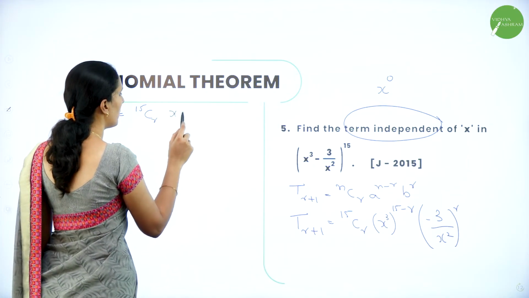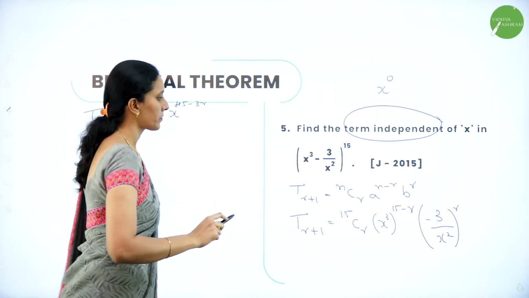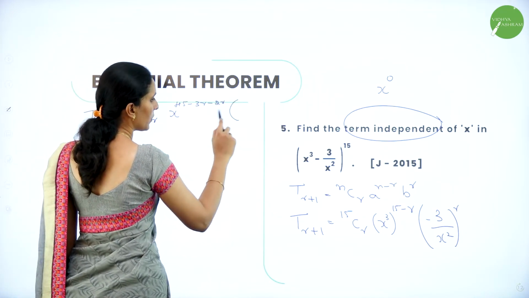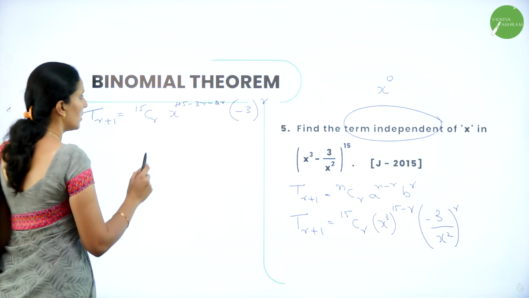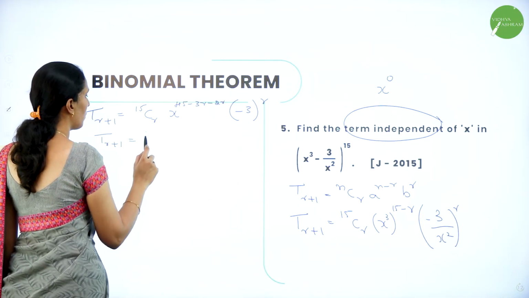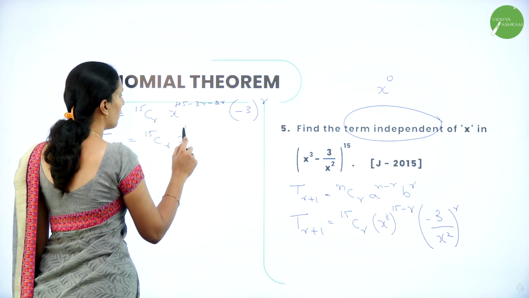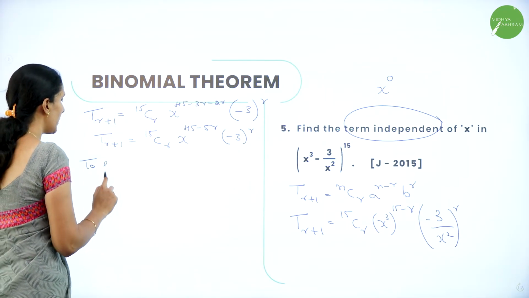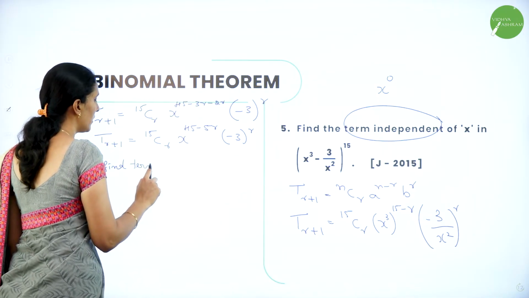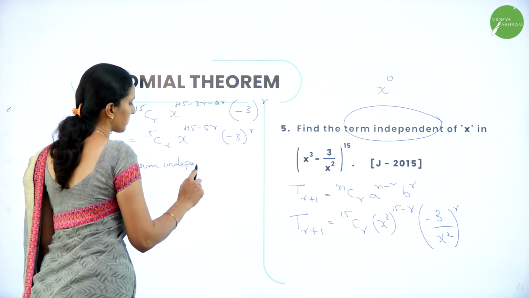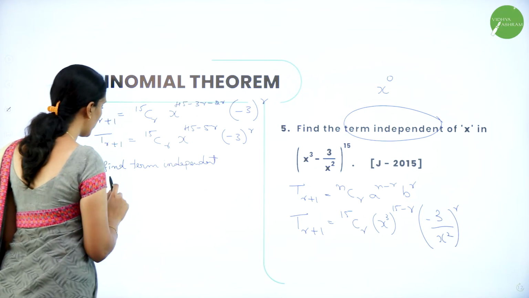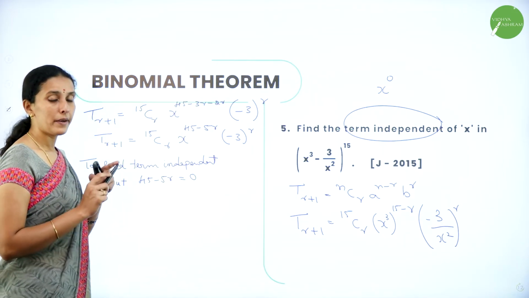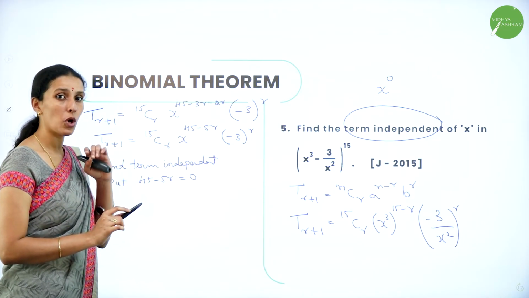This becomes x to the power 45 minus 3r, and here we have 2r, which becomes minus 2r into minus 3 whole to the power r. So T(r+1) is equal to 15Cr x to the power 45 minus 5r into minus 3 whole to the power r. So to find the term independent, we have to put 45 minus 5r to 0, because term independent means it contains only the constant term, not any variables.